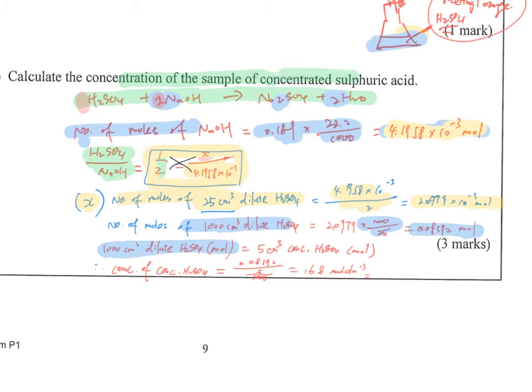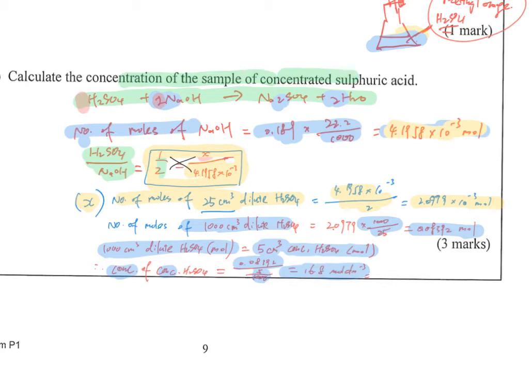So the number of moles in the 1000 cm cube of dilute sulfuric acid is equal to that in the 5 cm cube of concentrated sulfuric acid, because you just add deionized water into the concentrated sulfuric acid to make the diluted solution. So the number of moles are the same, so we use 0.0839 divided by 5 cm cube. Because we haven't found the concentration of the concentrated sulfuric acid, we divide by 5 cm cube, the volume of the concentrated sulfuric acid, so the answer is 16.8 mole per dm cube.